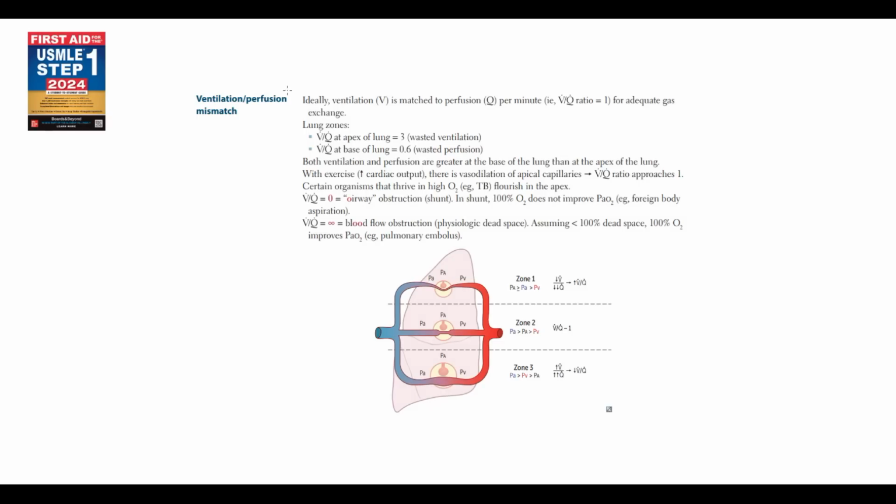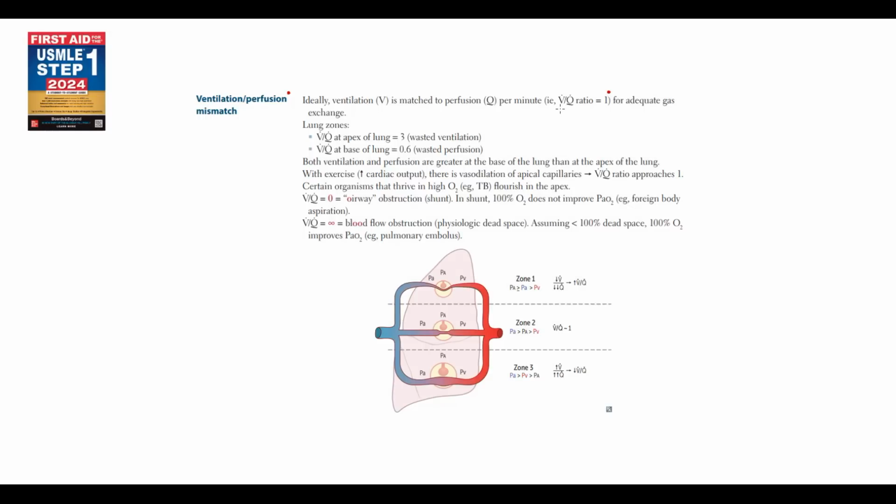Ventilation-perfusion mismatch refers to an imbalance between the airflow and blood flow in the lungs, which disrupts efficient gas exchange. For optimal oxygenation of blood and removal of carbon dioxide, ventilation and perfusion should be well matched, and ideally the VQ ratio should be approximately 1.